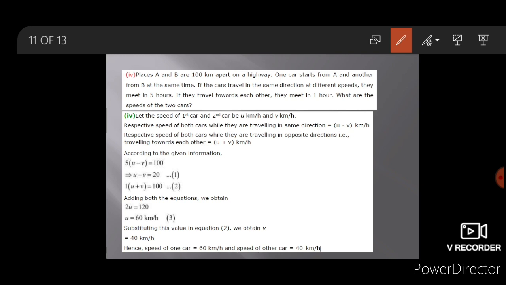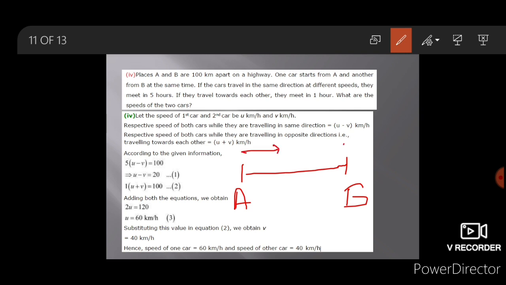Okay, now we have a question. Two places A and B are 100 km apart. Let's suppose that we have two places. This is A, this is B, and the distance between these two places is 100 km. We have two cars which start from places A and B at the same time. If the cars move in the same direction, they will meet in 5 hours.